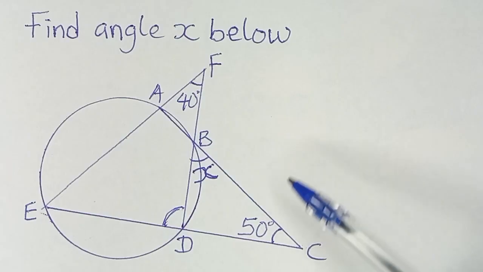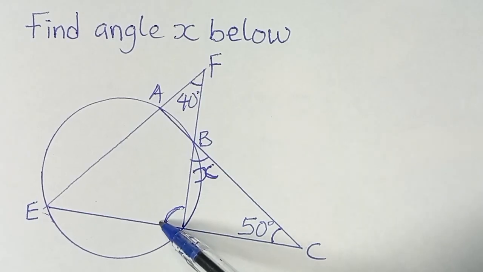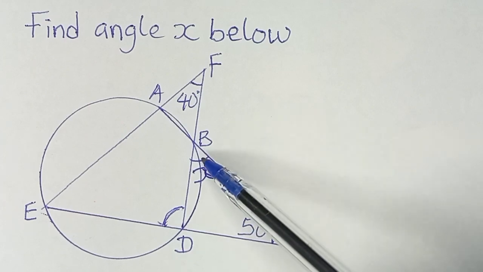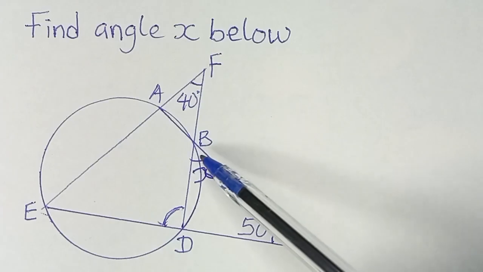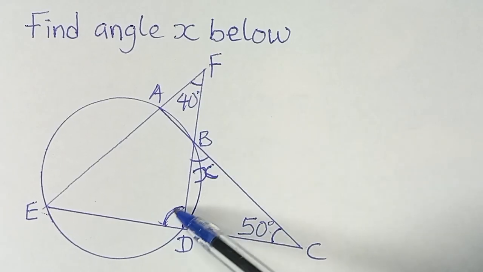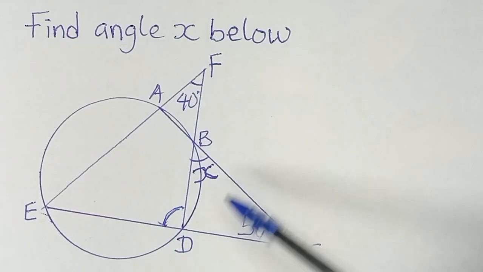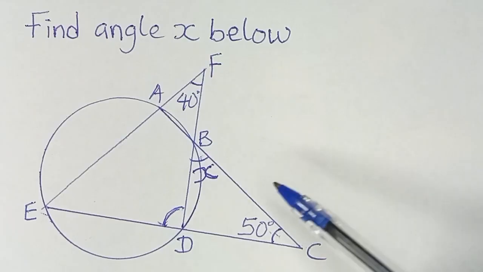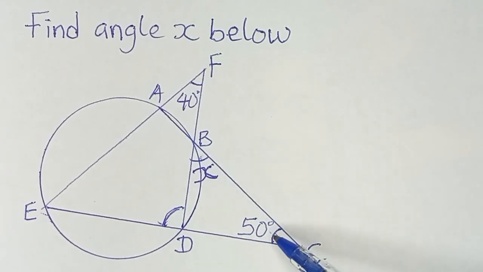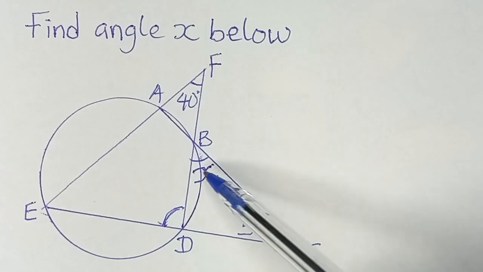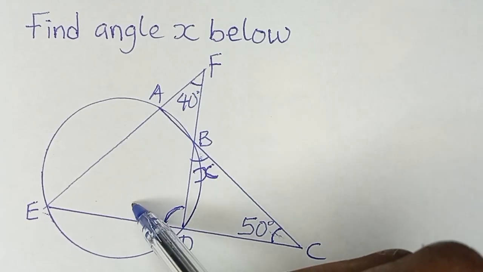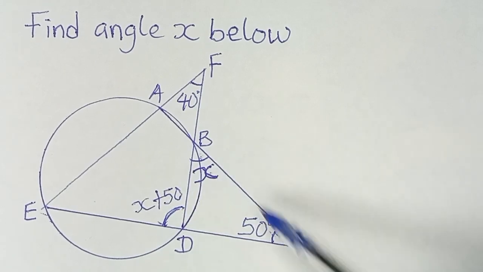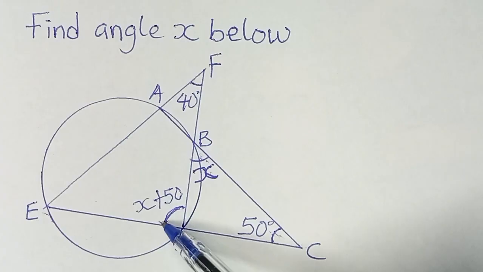And there's a theorem that states that the exterior angle of a triangle is equal to the sum of the two opposite interior angles. So that tells us that for us to get this angle, we add these two opposite interior angles. But we don't know the value of x, so we are simply going to write it as x plus 50. That is the sum of these two angles, giving us this exterior angle.